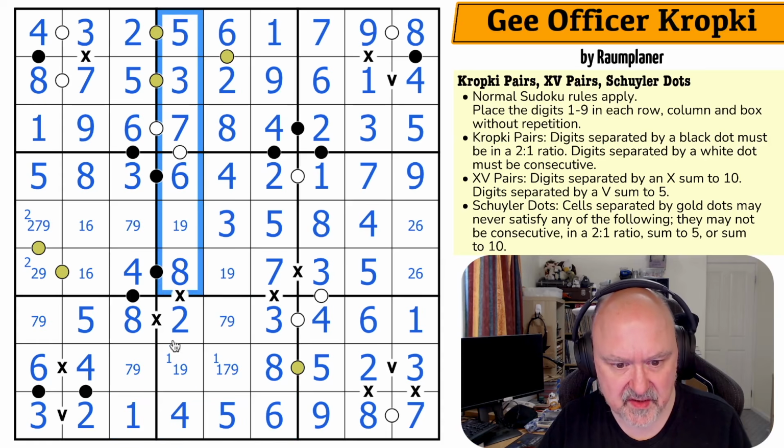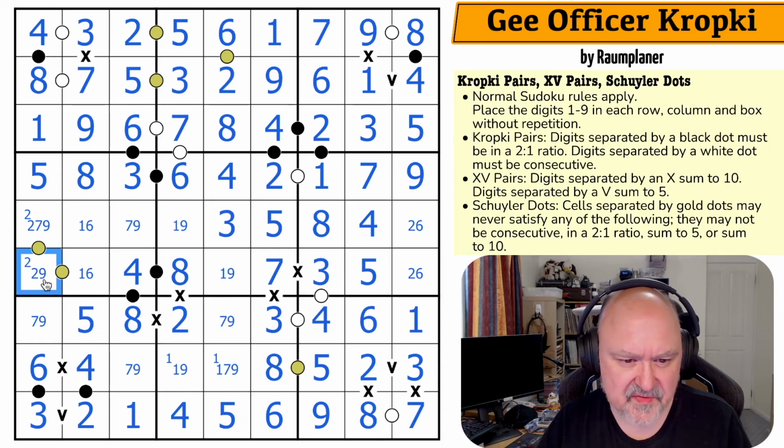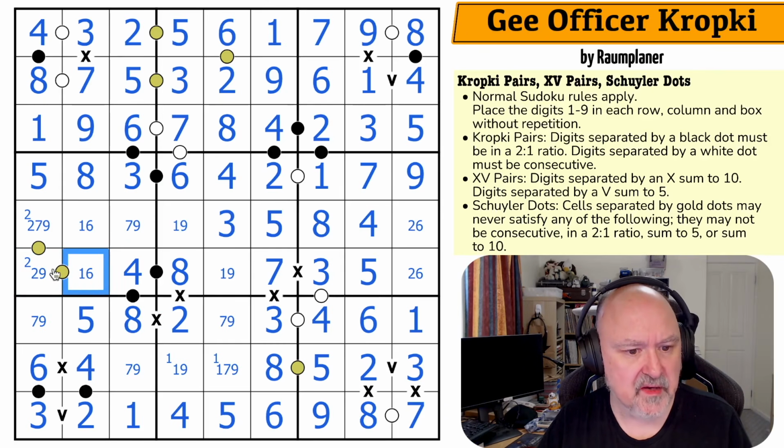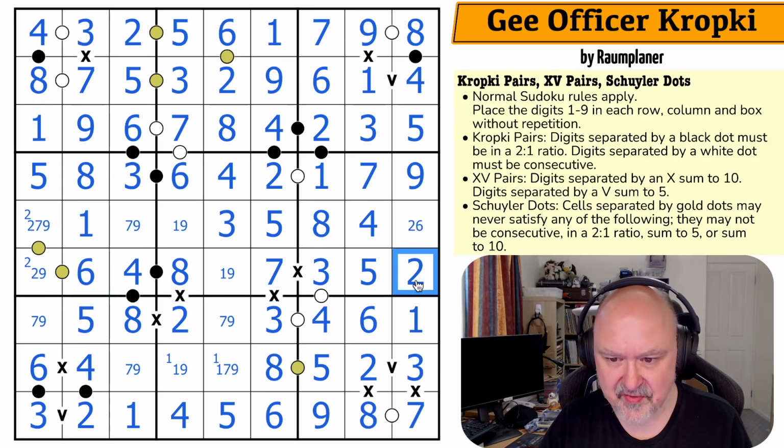I just hadn't done my eliminations in column 4. So it's got to be here. If this is 2, this is 6. Oh, this can never be a 1. If this was a 1, it would be consecutive with 2 or in a 10 relationship with a 9. That's a 6. That's a 1. The 6 makes that the 2 and that the 6.